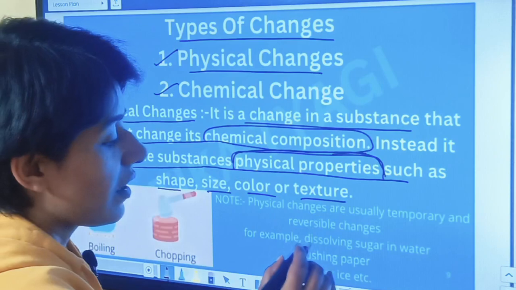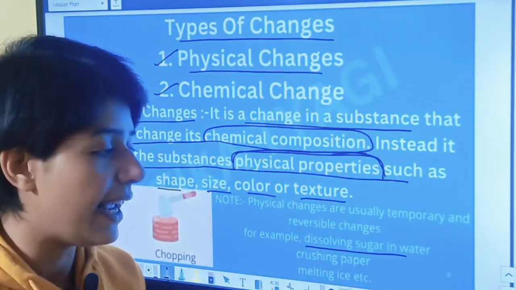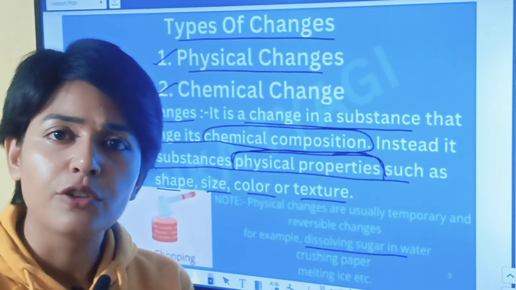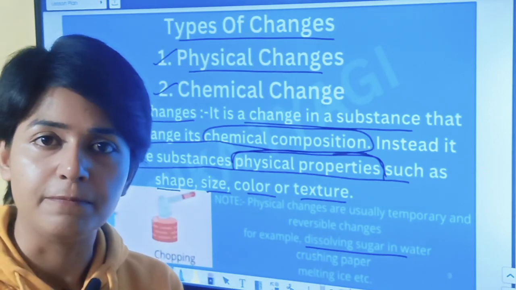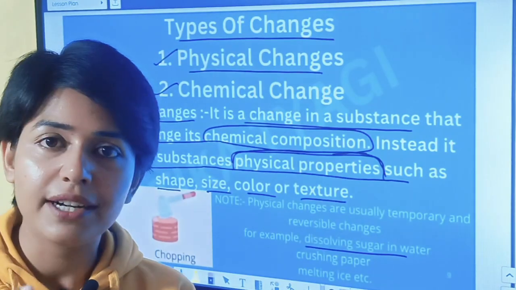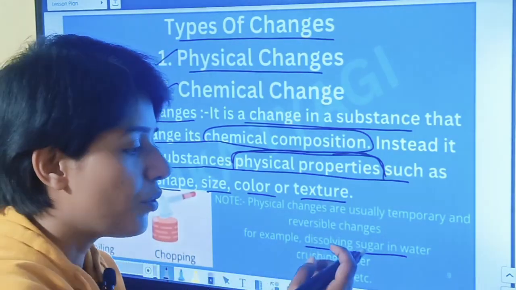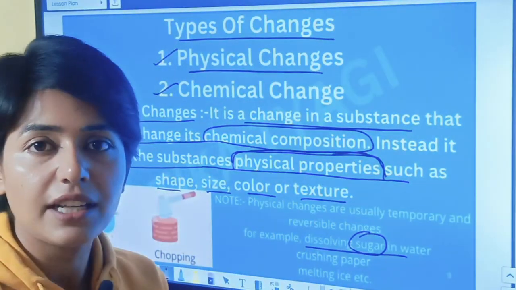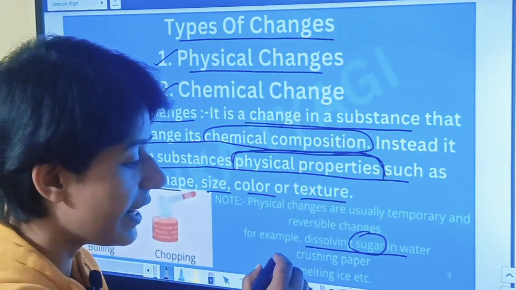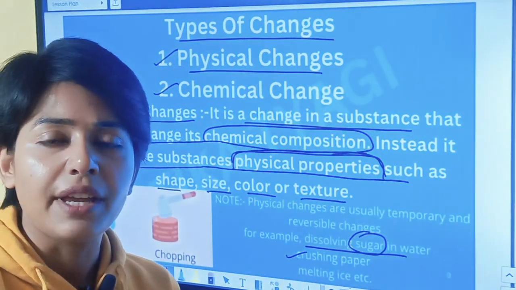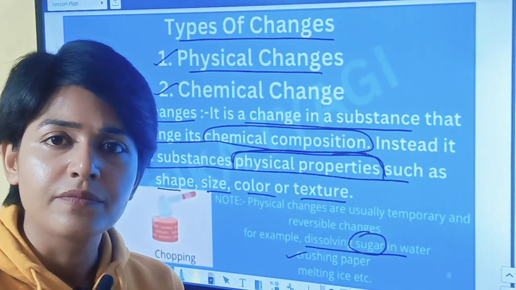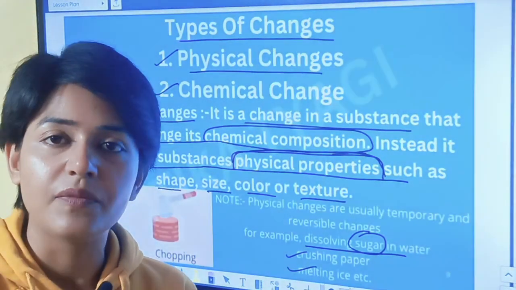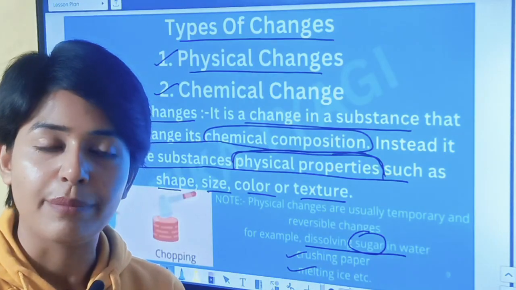For example, dissolving sugar in water. As we know, when we dissolve sugar in water, we get a sugar solution. But there is a method to separate it also, by evaporation. By evaporation, the water evaporates and leaves behind the sugar in the container. So here we can separate the components of this solution. Next, crushing paper. If we crush a paper, we can also get it back. Next, melting of ice. If the ice is melted, we can also refreeze it by keeping it in the freezer.